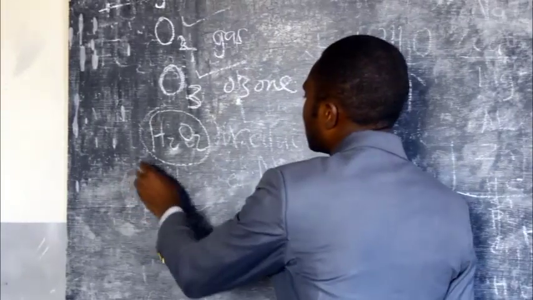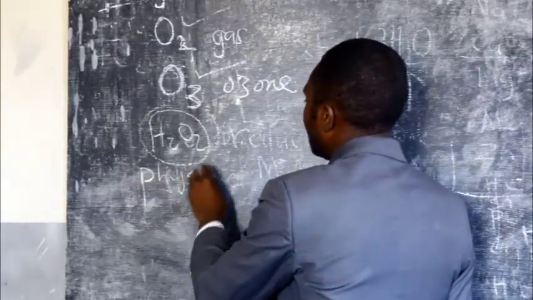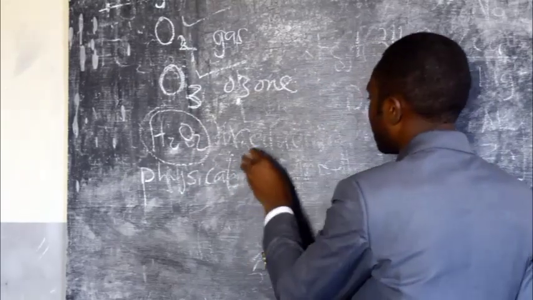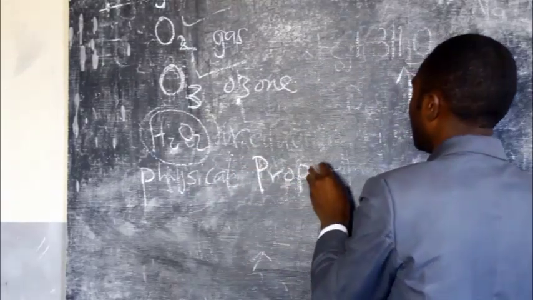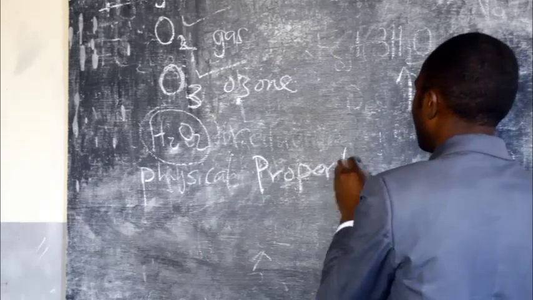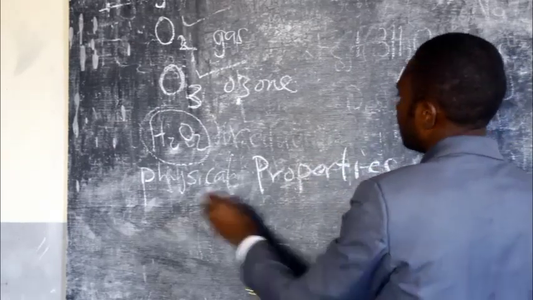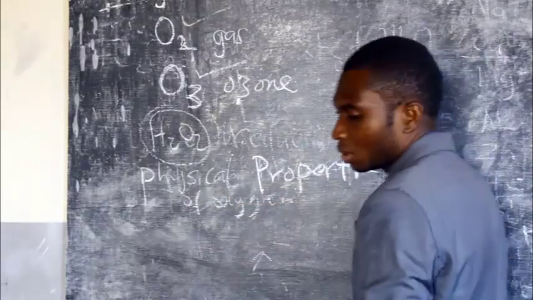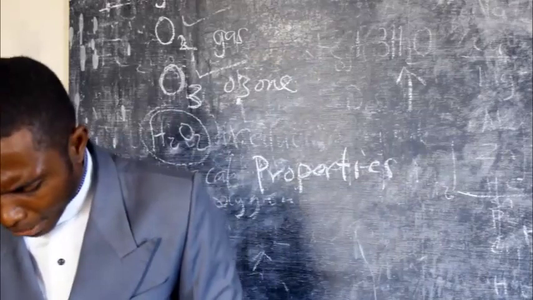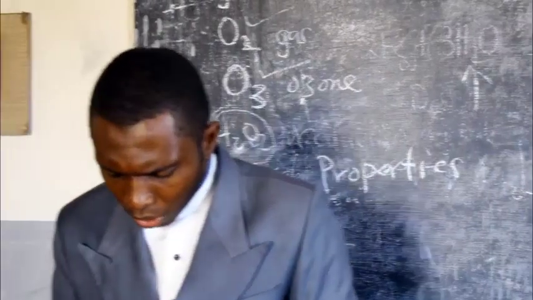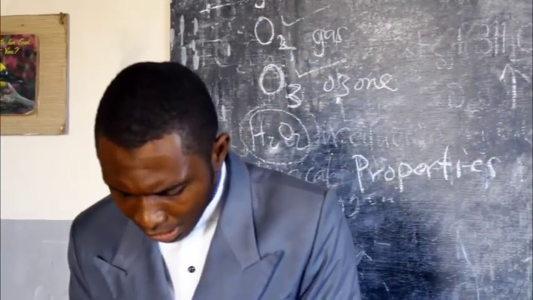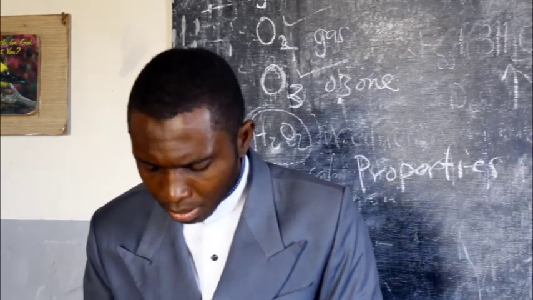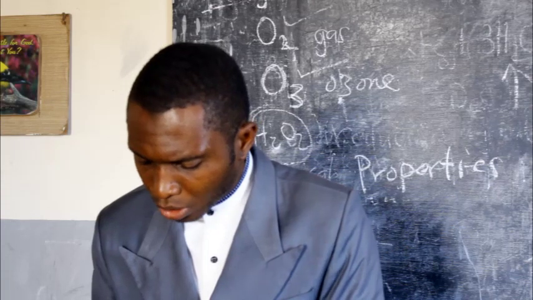Physical properties of oxygen. Number one is that oxygen is colorless, tasteless, and odorless, neutral to most litmus paper, and is slightly soluble in water.